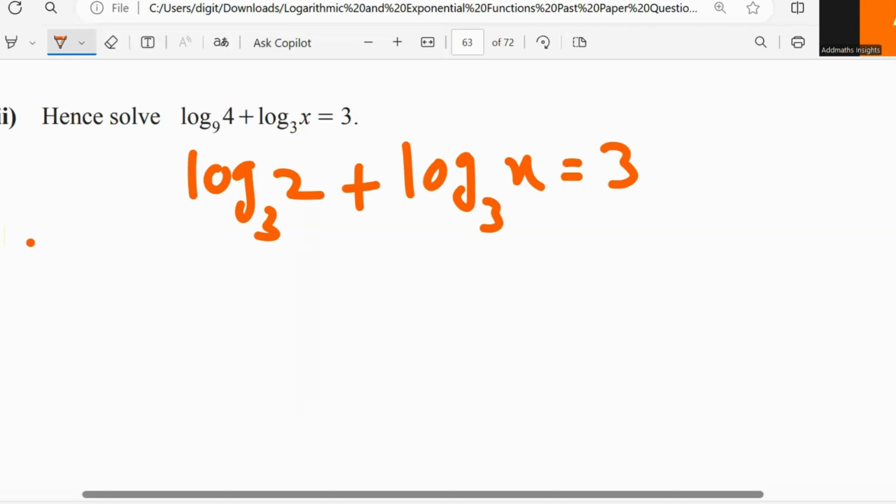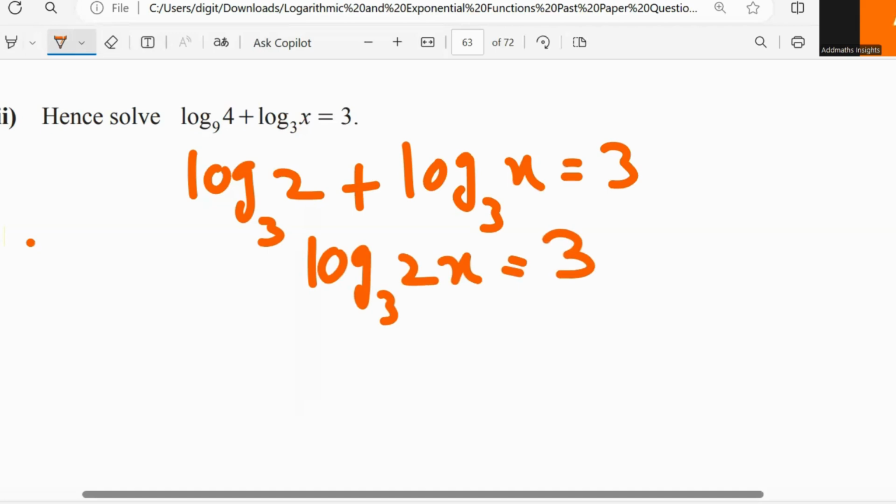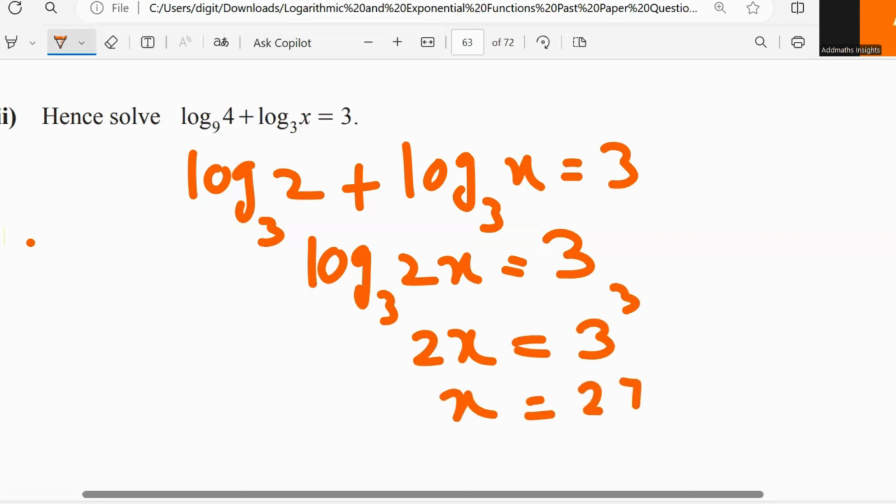Now the bases are the same. Since the bases are the same, you can apply the multiplicative law and write log 3 of 2x is 3. And then you change into exponential form and can write 2x is 3 cubed. So it means that x is equal to 27 by 2, or you can write 13 and 1 by 2. So this is how you can solve a logarithmic equation.